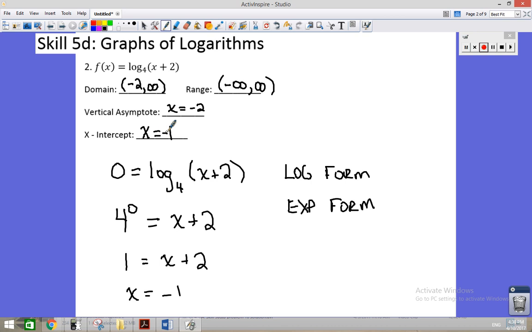We knew from when it shifted to the left 2 units that the old x-intercept at (1, 0) shifted to the left 2 units and has coordinates of (-1, 0). So here we confirmed that algebraically.